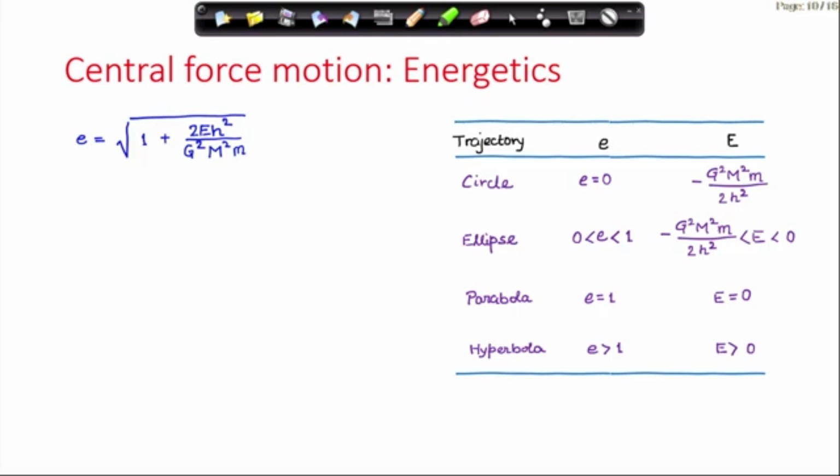Therefore, by looking at this table, we know that if the total mechanical energy of a particle in a central force field is negative, it is a bounded orbit. If it is 0 or positive, then it is an unbounded trajectory.